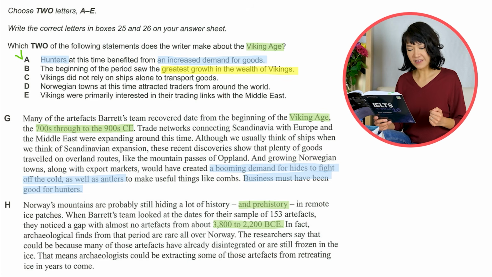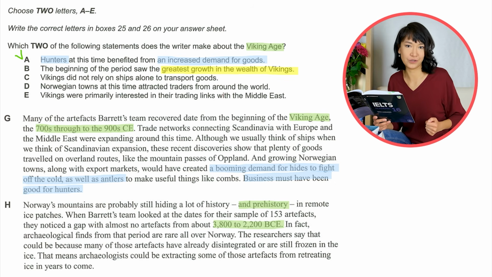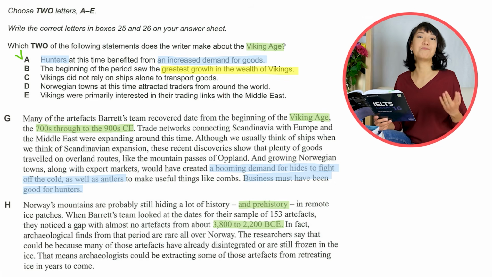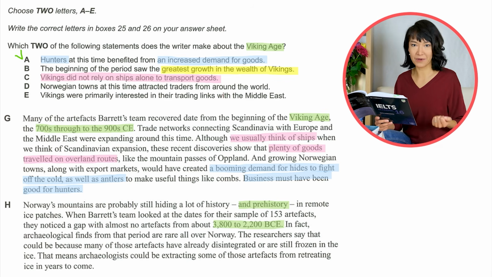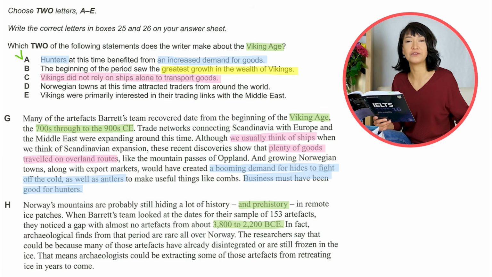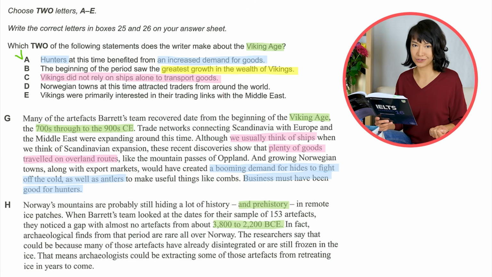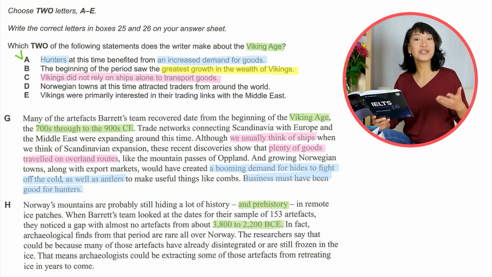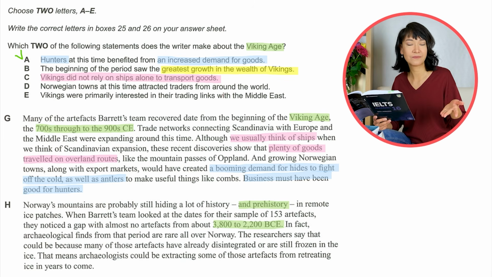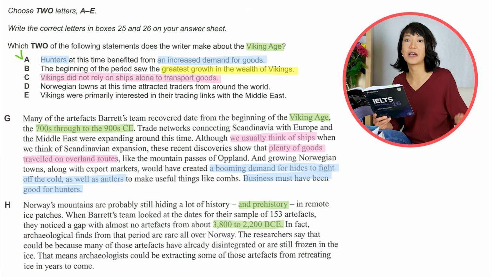Option C, Vikings didn't rely on ships alone to transport goods. Indeed, in the paragraph, we can read that we usually think about ships, but plenty of goods traveled on overland routes. This option is correct. Actually, we've already found the two answers. If I were short of time, I'd perhaps move on to the next question at this point.